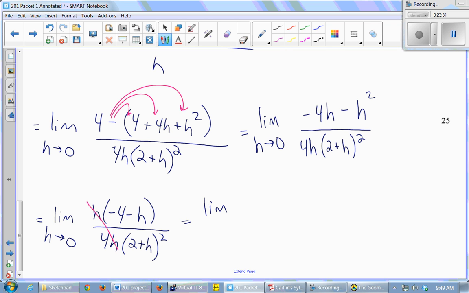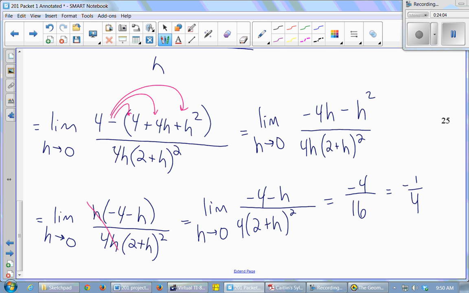Now I want to take the limit as h approaches 0 of negative 4 minus h over 4 times (2 plus h) squared. Now if I try to plug in 0, in the denominator I do not get a 0. Everything's cool. Plug in 0 for h and I get negative 4 on top, and on the bottom I get 4. What did I do wrong? Oh, there's still a 4 there. So I have 4 times 4, which is 16, which gives negative 1/4. So now I know that that is the exact limit. Otherwise, I would just be guessing by plugging in smaller and smaller h's.